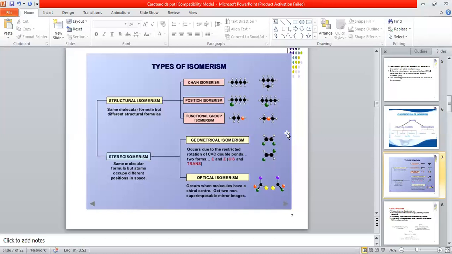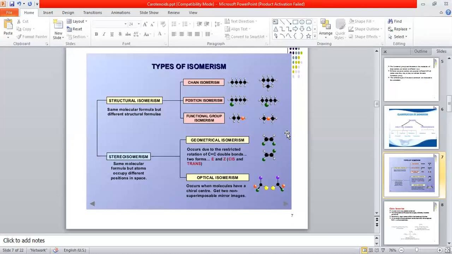Next example is stereoisomerism, where you can see first the definition. The definition is: the same molecular formula, but the atoms occupy different positions in space. It is classified into two parts, geometrical and optical. Geometrical isomerism is where the geometry is different. I think all of you know very well about cis and trans isomerism.